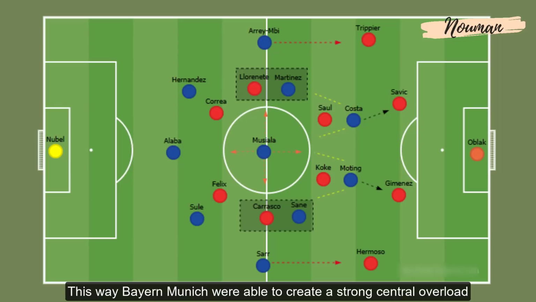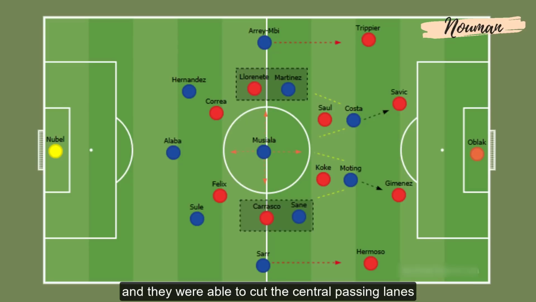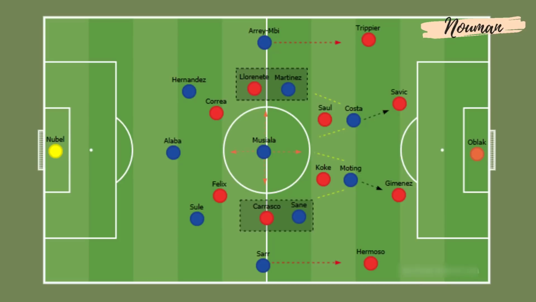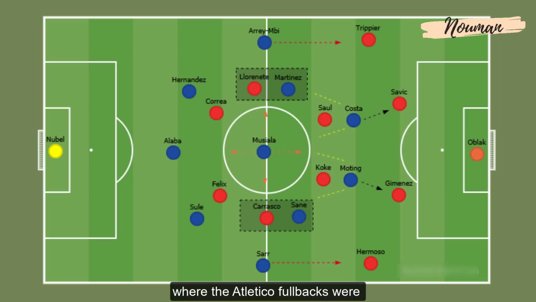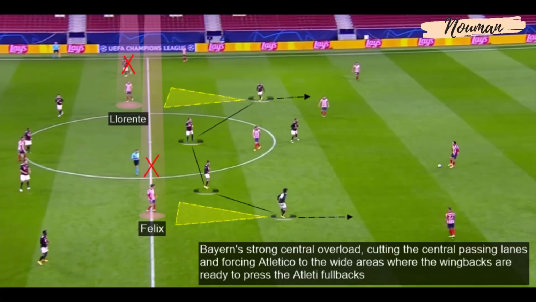This way Bayern Munich were able to create a strong central overload, and they were able to cut the central passing lanes, and they were forcing Atletico Madrid to go to the wide areas, where the Atletico fullbacks were pressed by the two Bayern wingbacks. Bayern's strong central overload, cutting the central passing lanes and forcing Atletico Madrid to the wide areas, where the wingbacks are ready to press the Atletico fullbacks.